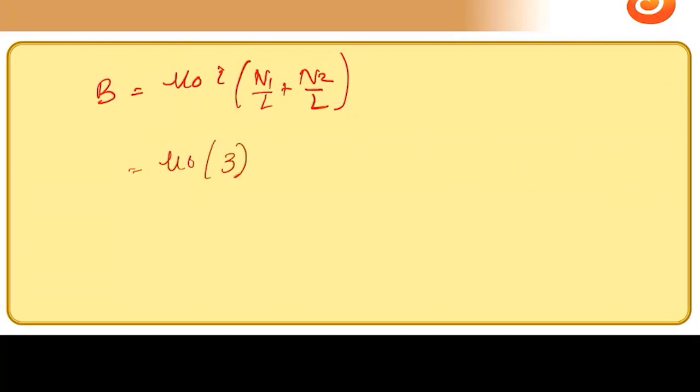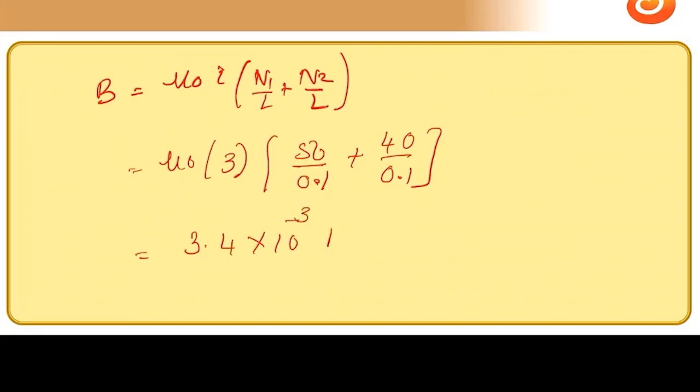Okay. The magnetic field is given by mu naught I into N1 divided by L plus N2 divided by L. There are 2 layers, so the number of turns per unit length for those two will be different. So we can substitute for that: mu naught into current 3 into N1, 50 divided by 0.1 plus 40 divided by 0.1, and this simplifies to 3.4 into 10 to the power of minus 3 Tesla.